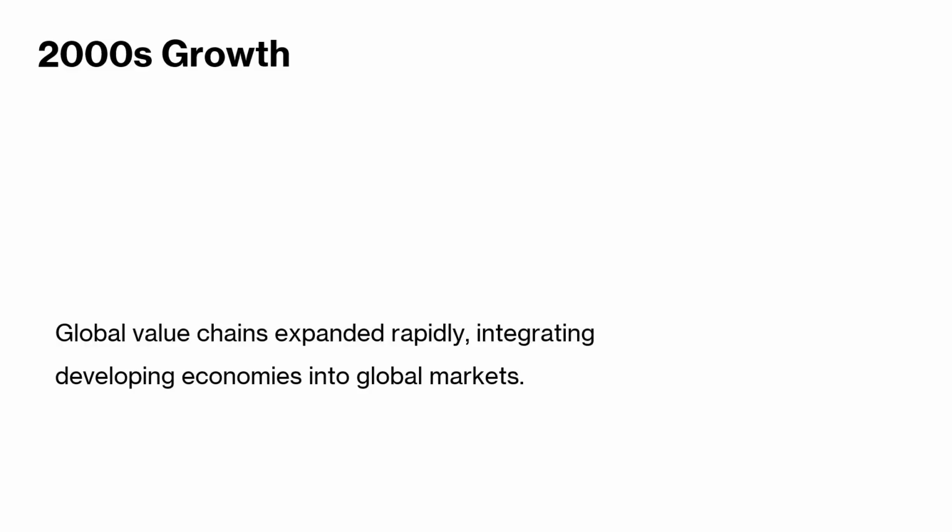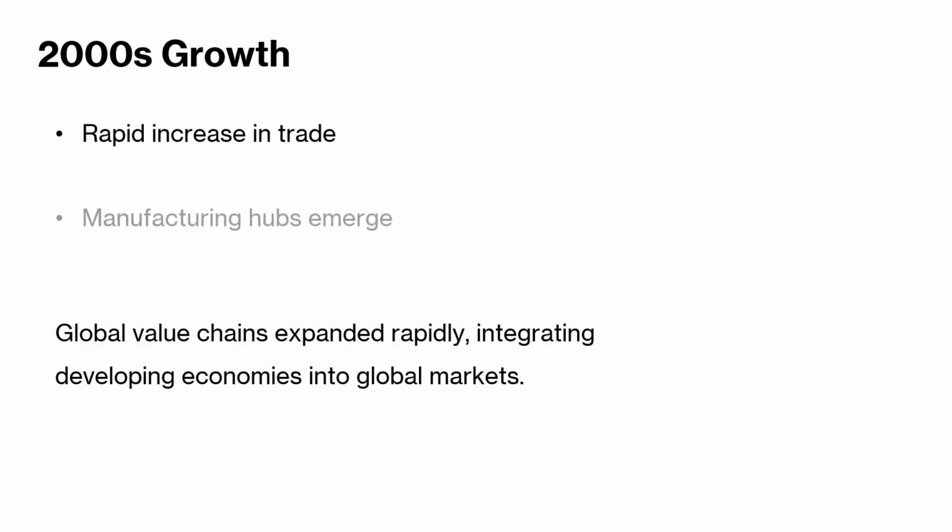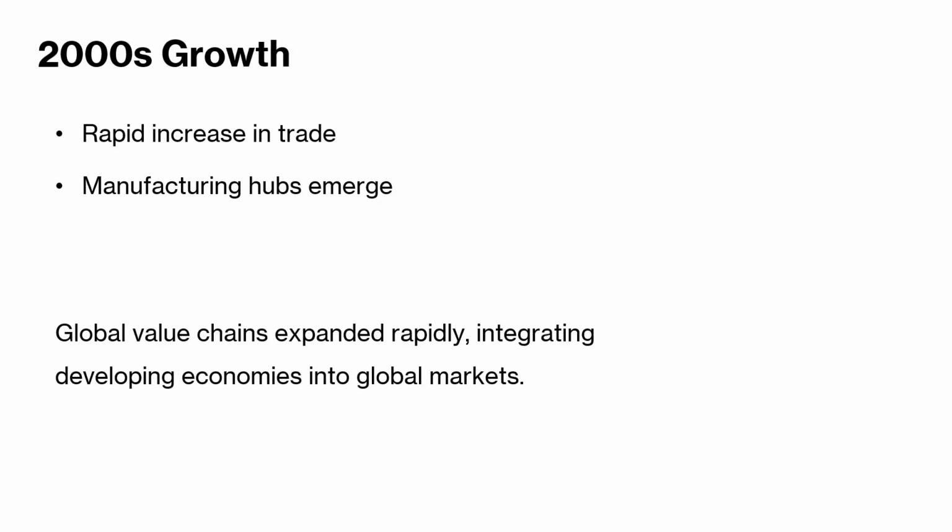During the 2000s, global trade expanded rapidly. Emerging economies, particularly in Asia, became major manufacturing centers. China emerged as a global production hub, while many developing countries integrated into global value chains through export-led growth strategies.